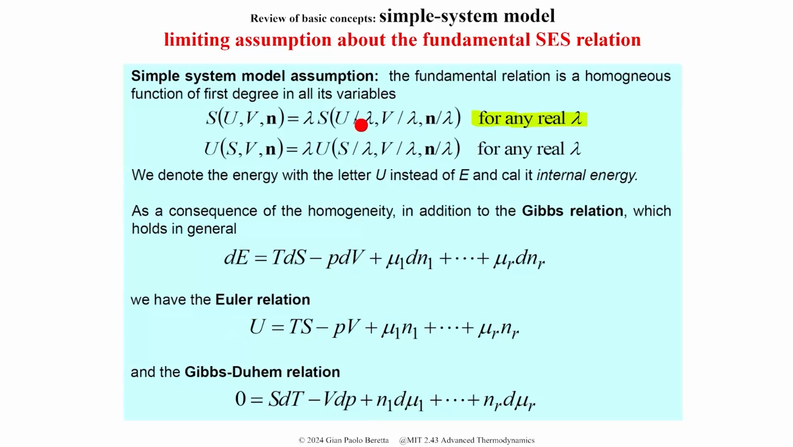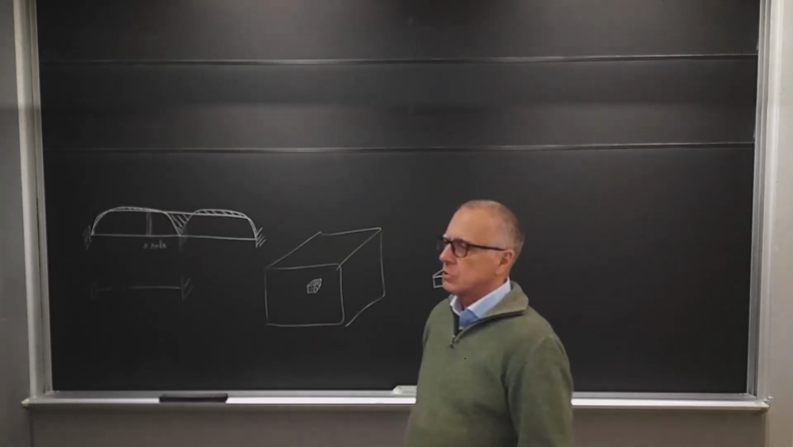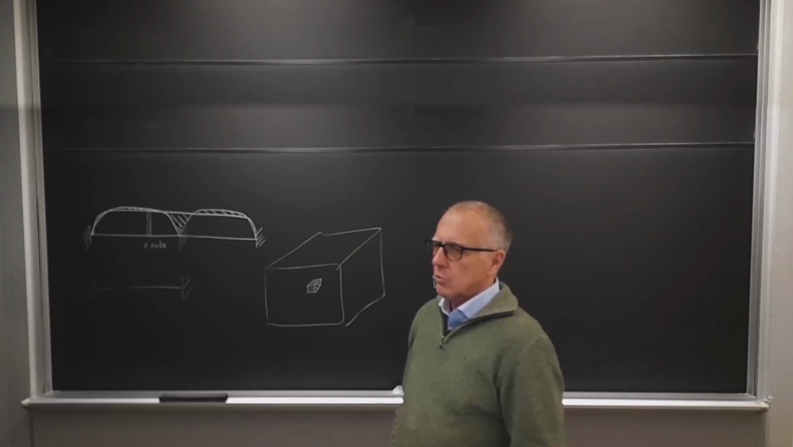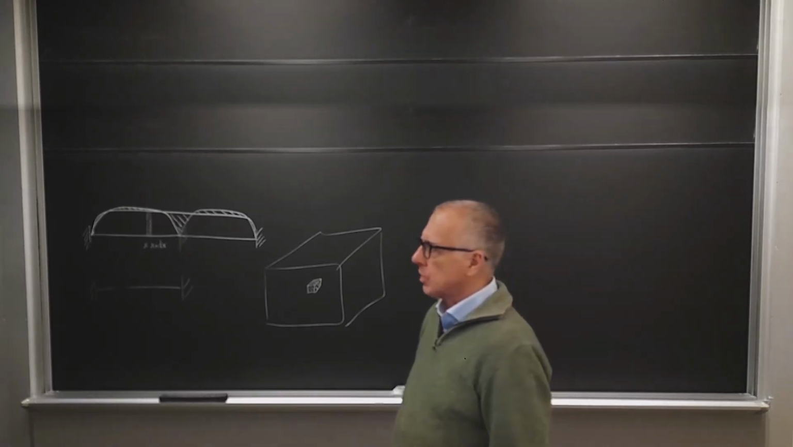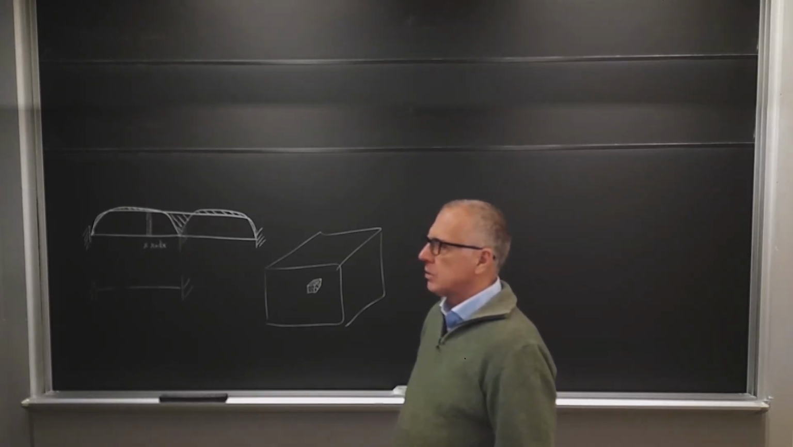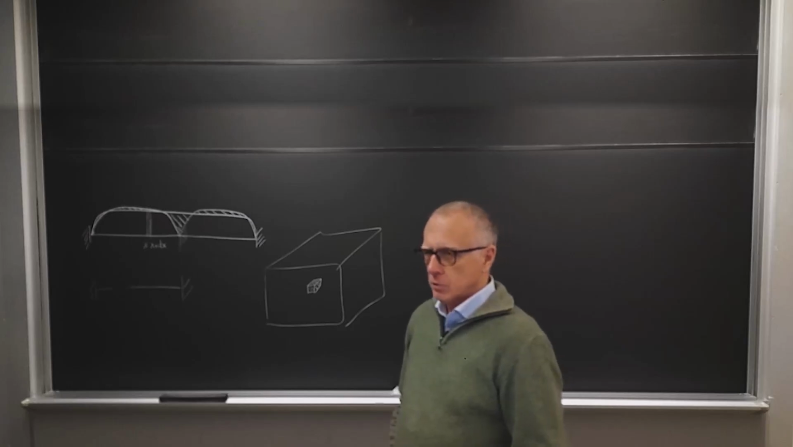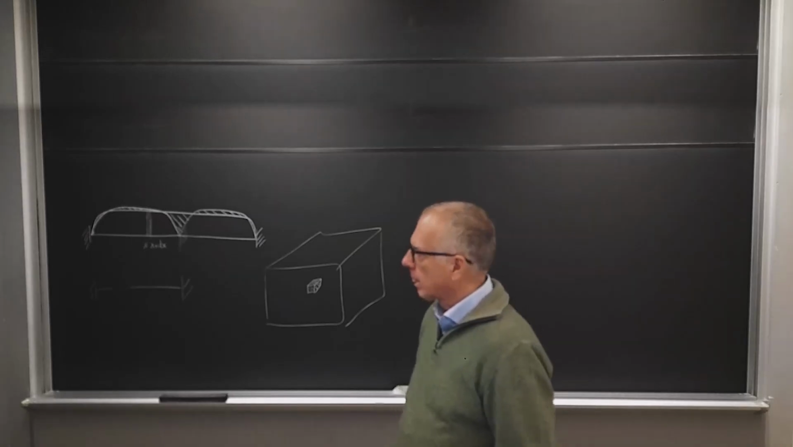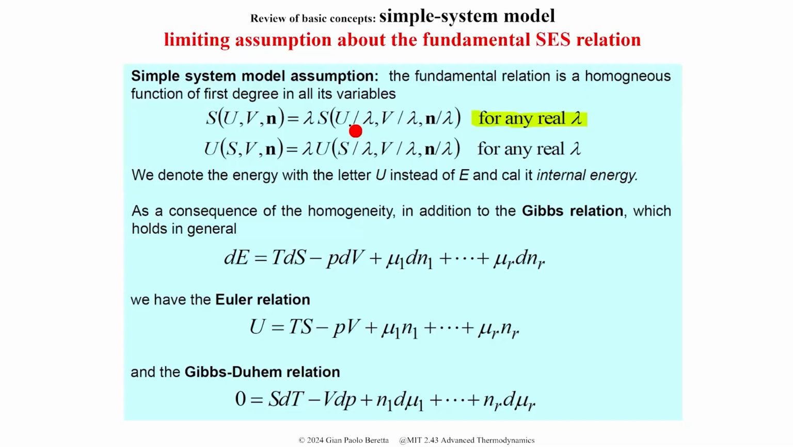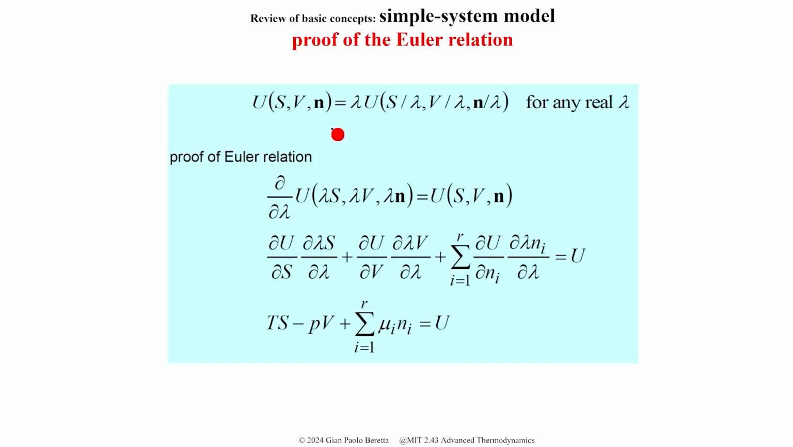And notice also, I changed the letter for energy from E to U. We're also going to call it internal energy for the station. So as soon as we say internal energy, we say, aha, okay, we are within the simple system model approximation. All right, so how do we prove that relation?